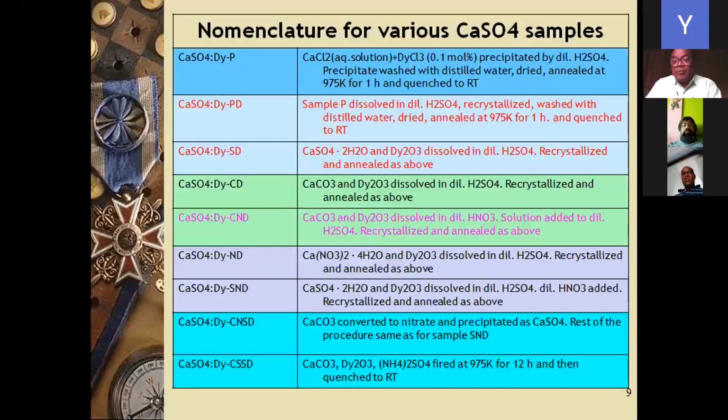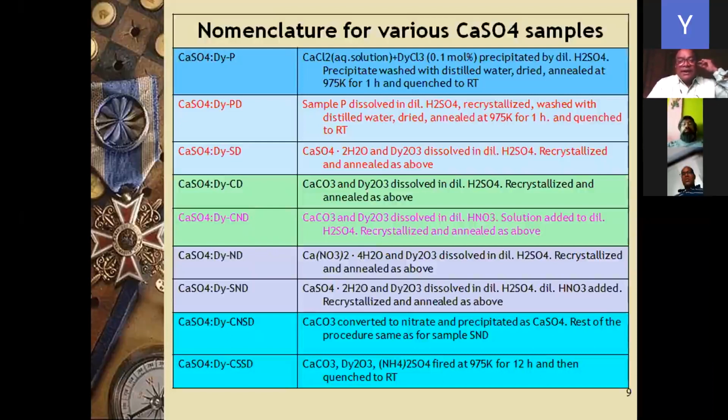First nitrate is formed, then the solution is added to distilled dilute H2SO4, recrystallized and annealed as a bar. That is CND. ND is a nitrate. Carbonate converted into nitrate is CD, and CND is carbonate dissolved in distilled HNO3, solution added to dilute H2SO4, recrystallized and annealed. Then ND is nitrate.